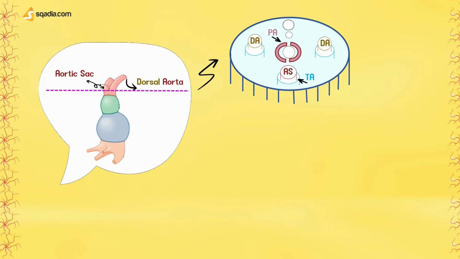These are pharyngeal arcs. Blood vessels arise from the aortic sac through vasculogenesis as new blood vessels. Now, these blood vessels move from the aortic sac to the pharyngeal arches, and then form a connection with the dorsal aorta. So, this whole network of blood vessels is called the aortic arch.